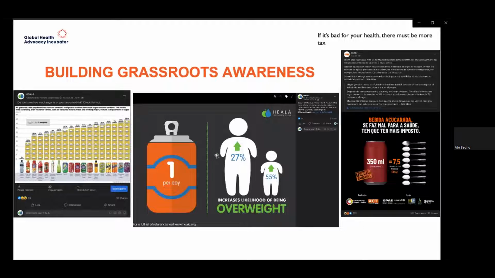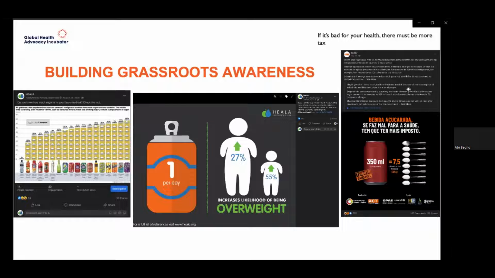Here's another example in the middle, which is about how sugary drinks play a major role in obesity as well as diabetes, hypertension, stroke, and cancer. So this tells people, look, one of these increases likelihood of being overweight. Here on the right, this is a really good one too. This is from Brazil, our colleagues at ACT, and what they're doing here is that this says, if it's bad for your health, there must be more tax, and that's what the headline is here. And then the post is 1.8 million Brazilians are sick because of the consumption of soft drinks and little juice boxes. It's a lot of people.